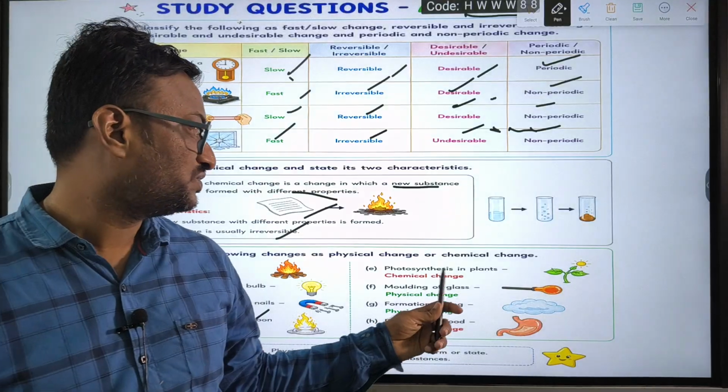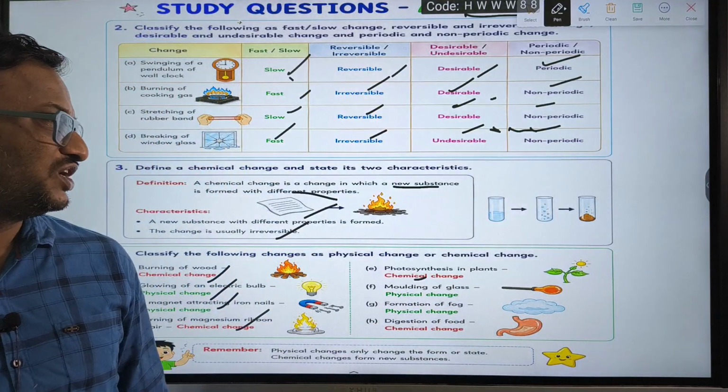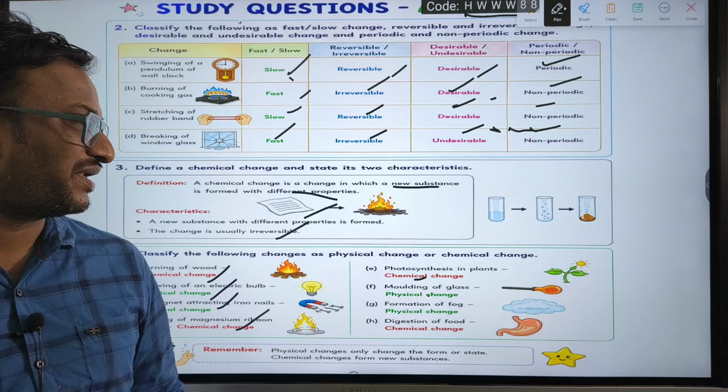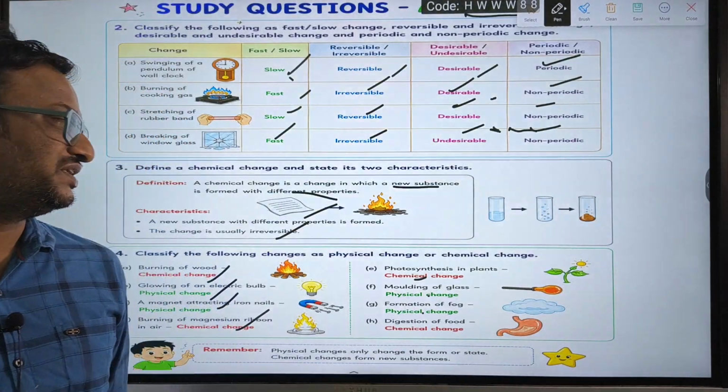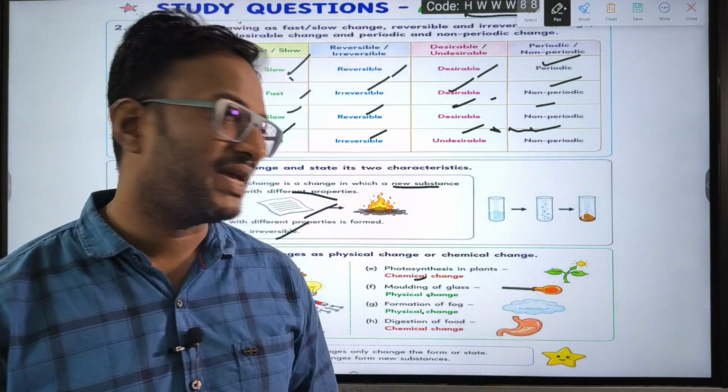Photosynthesis in plants is a chemical change. Molding of glass is a physical change. Fermentation of fog is a physical change. Digestion of food is a chemical change.